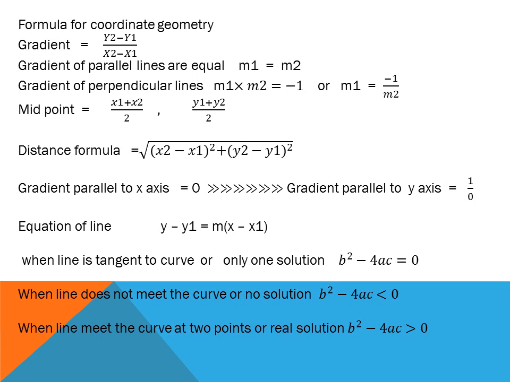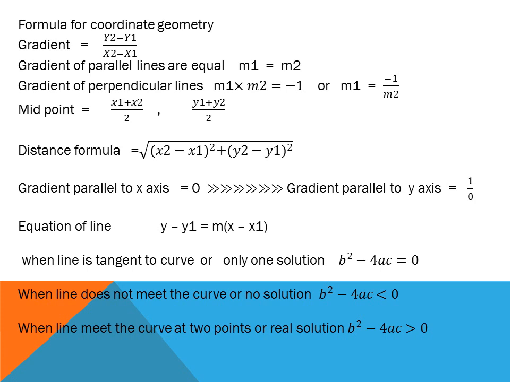Equation of a straight line: y minus y1 is equal to m times x minus x1. M means gradient here. When a line is tangent to the curve, it means the line cuts the curve at only one point. It means there is only one solution, because for a tangent, when the line is cutting the curve at only one point, there should be only one solution. It's a part of quadratics which is included in coordinate geometry.